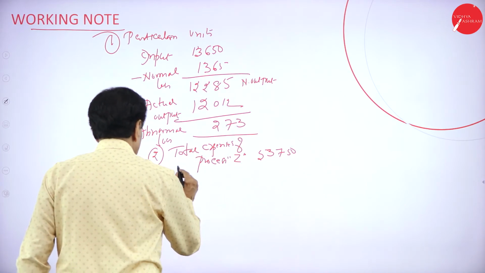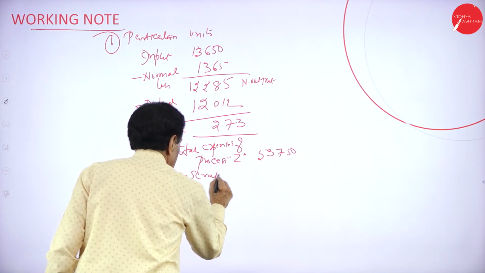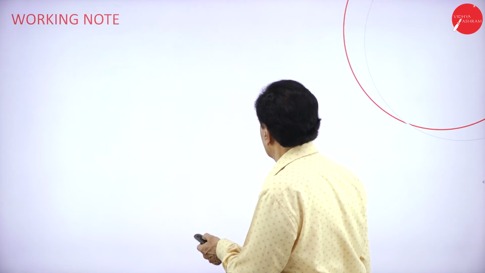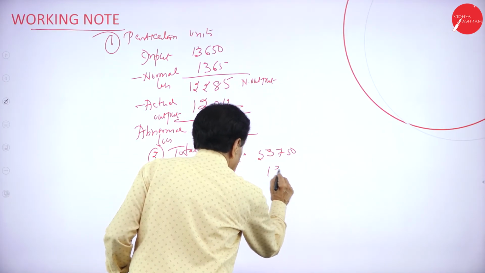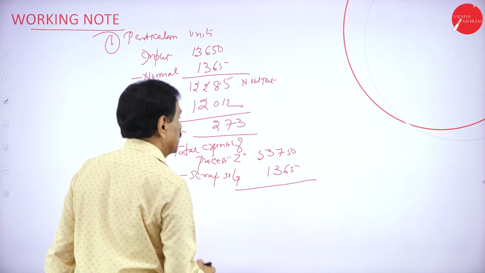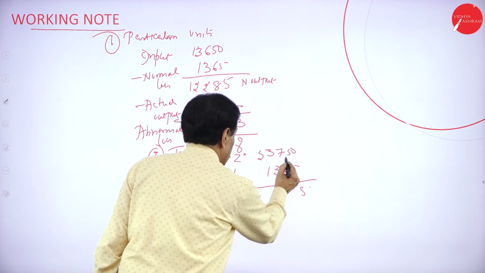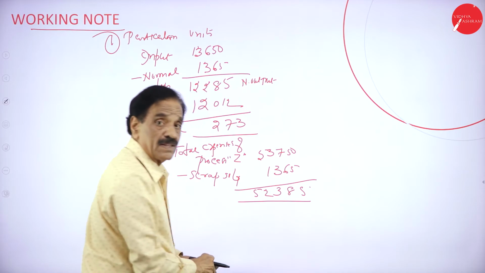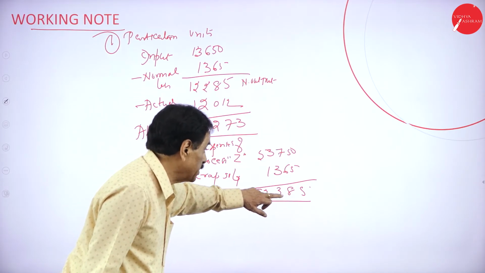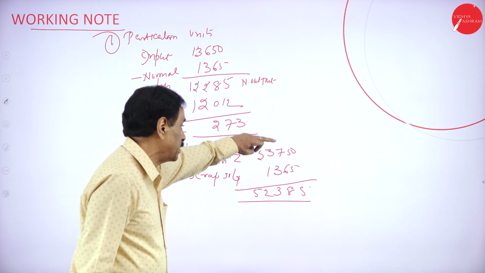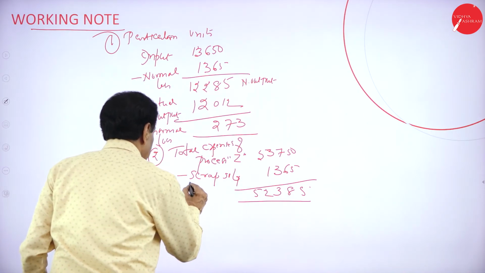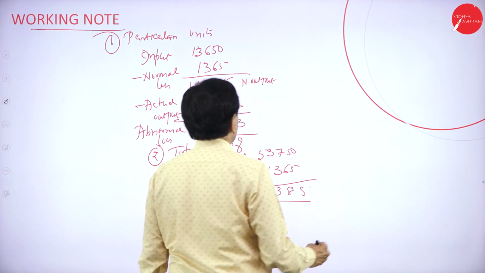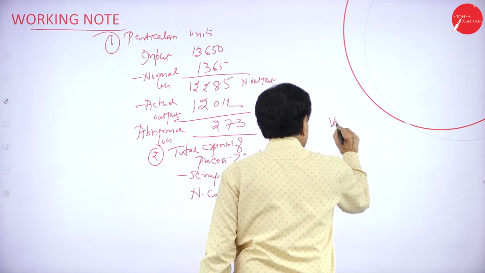53,750 minus scrap sold. I think it is 1,365. Deduct. This is 5. This is 8. This is 3. This is 2. This is 5. This is 5 plus 5, 10. 1 plus 8, 9 plus 6, 15. 1 plus 3, 4 plus 3, 7. 2 plus 1, 3, 5. This is normal cost. Then, working out number 3. Value of abnormal loss.